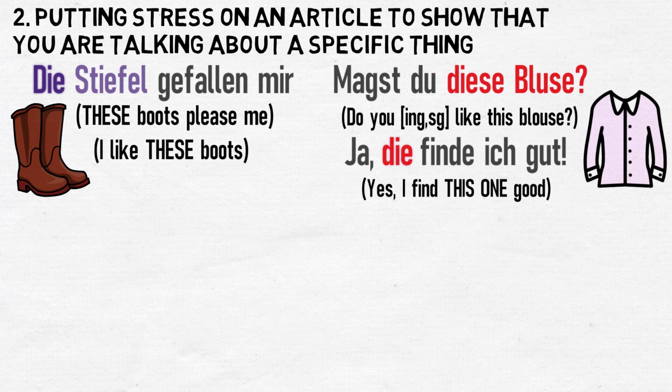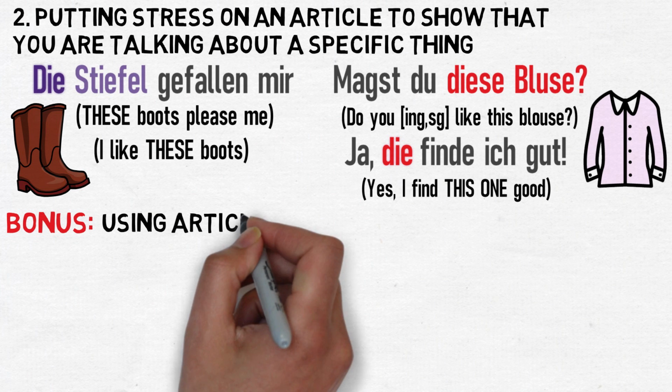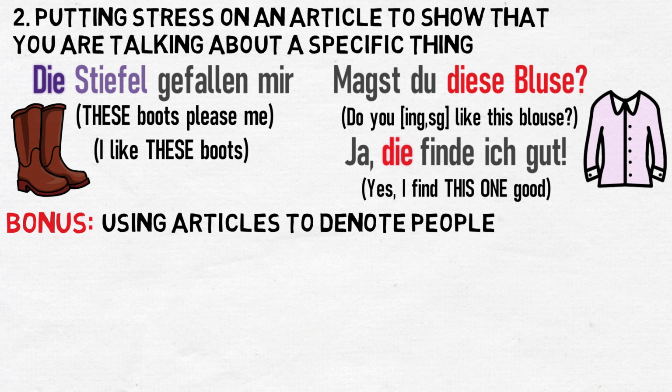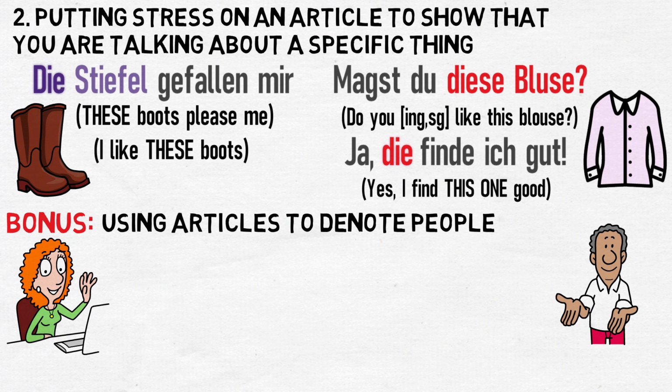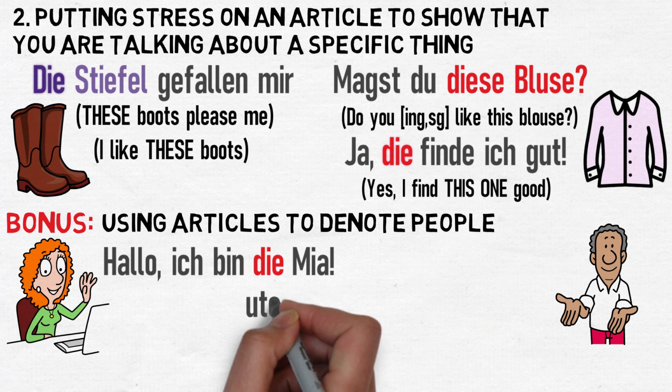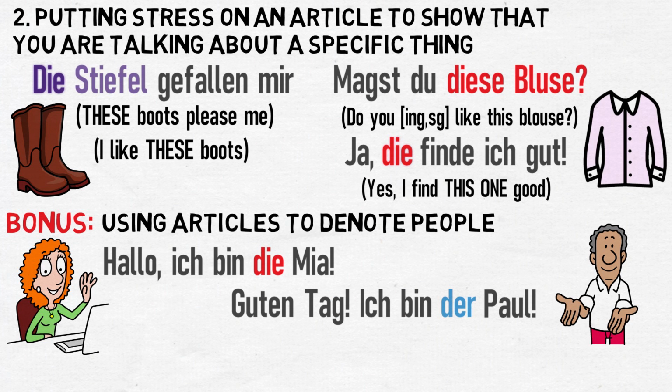In what seems like a slightly unusual way to English speakers, you can also use der and die and their declensions to denote a person. Sometimes people might introduce themselves with der or die in front of their names. Hallo, ich bin die Mia. Guten Tag, ich bin der Paul.